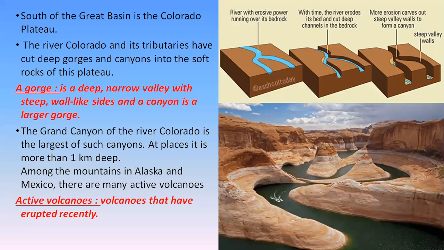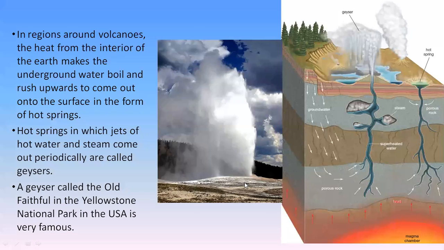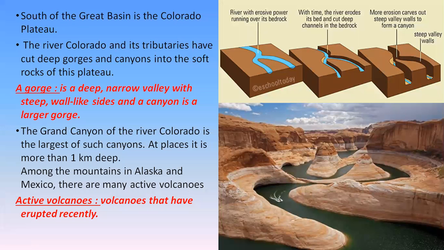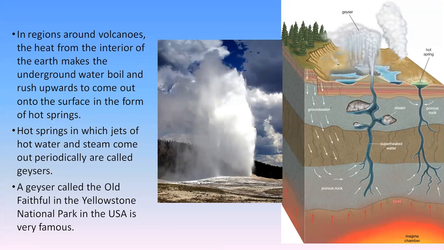Among the mountains in Alaska and Mexico there are many active volcanoes. So on the Mexico side and in the Alaskan Range, there are some active volcanoes. What is an active volcano? A recently erupted volcano is called an active volcano. Along this area you will find another important geographical feature, that is geysers.